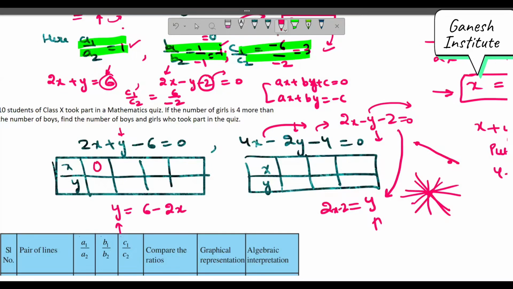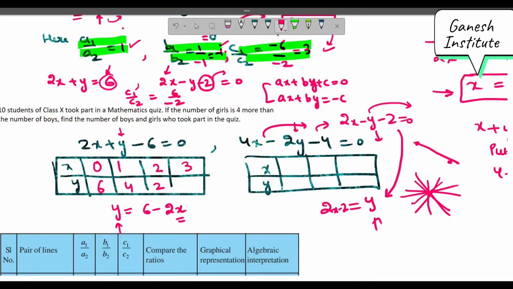Yes, okay. So now start substituting. If I place x as 0, what will I get as y? X is 0, you would get 6 as y. If x is 1, y would become 4. What about x 2? If x is 2, y would become 2, yeah.